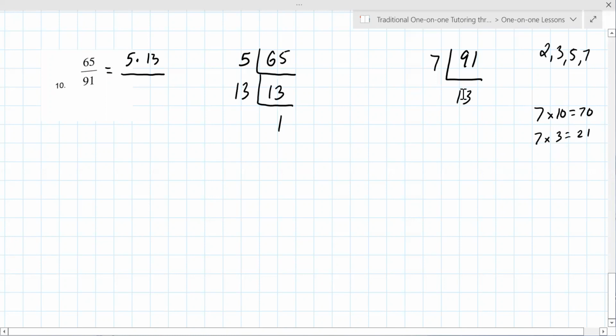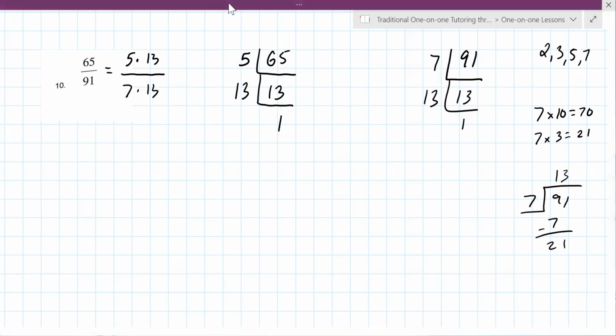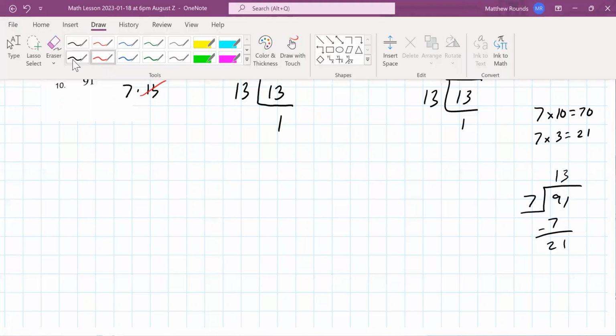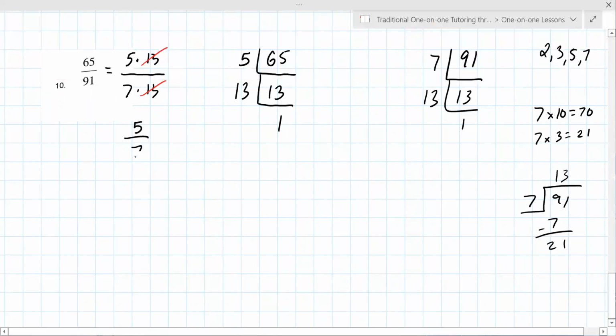So you can do your long division as well, but it's the same idea. But that's the key here. So it's 7 times 13. The 13s cancel, and you're left with 5 over 7.